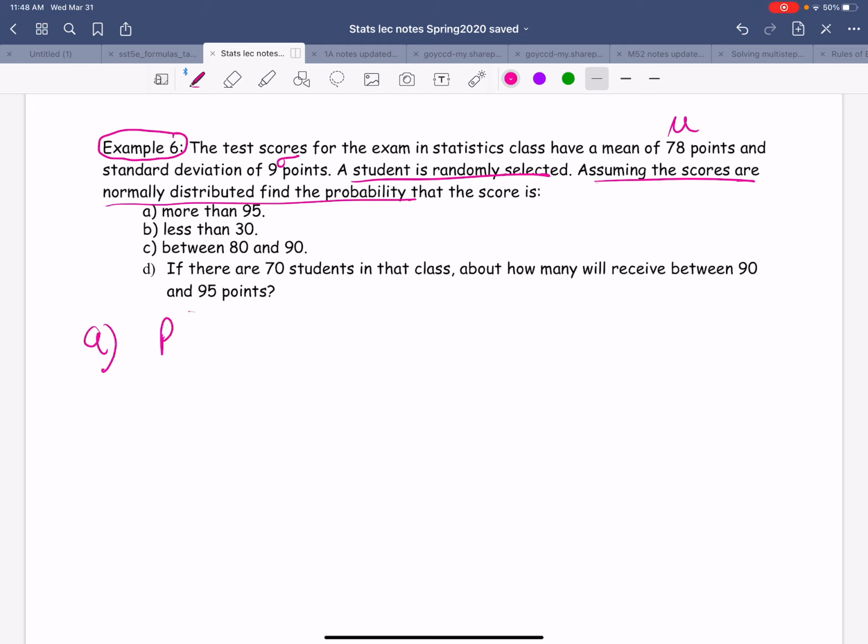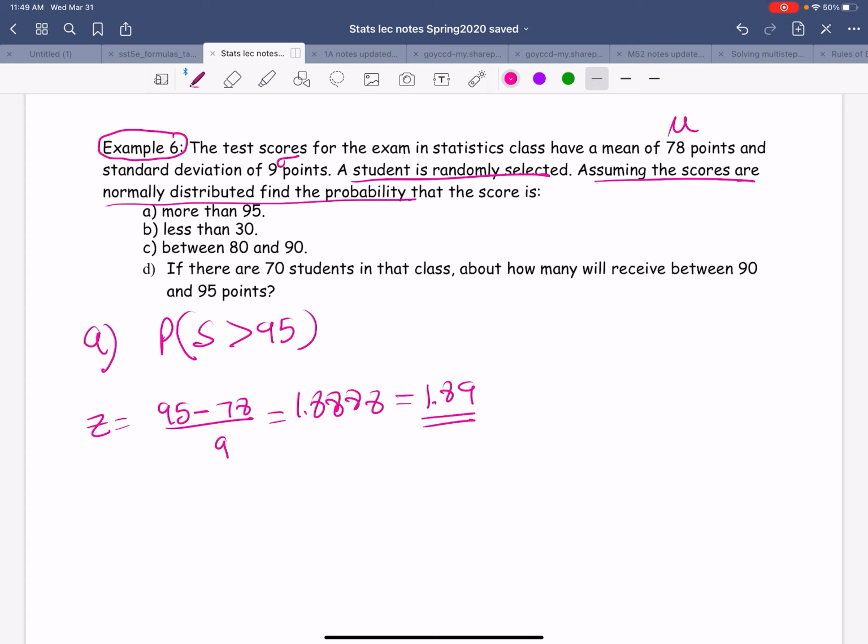So for part A, we want the score to be more than 95. First step is to find the z-score for 95. I see 95 is above average, so I'm going to expect a positive z-score. 95 minus 78 divided by 9 is equal to 1.88888, and if I round it, it would be 1.89. We always want to round the z-score to 2 decimal places.